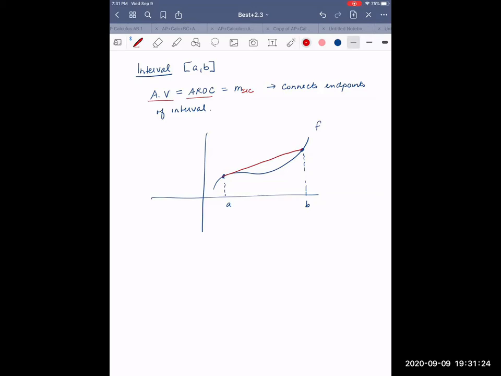So what we want to find, this is our secant line. It's just a line, and we want to find its slope, okay? The slope of that line is going to be equal to the average rate of change or average velocity, depending on the context that the problem is given in.